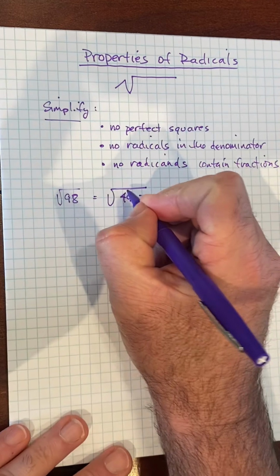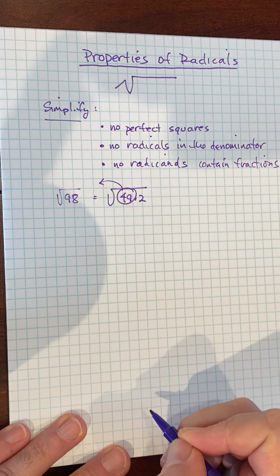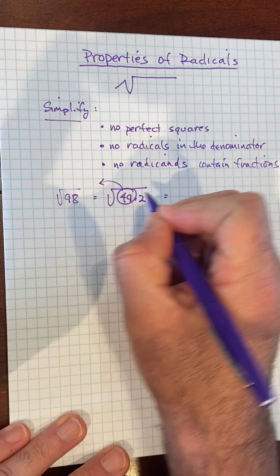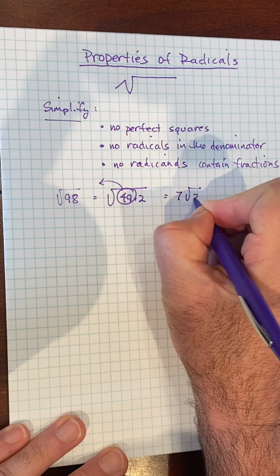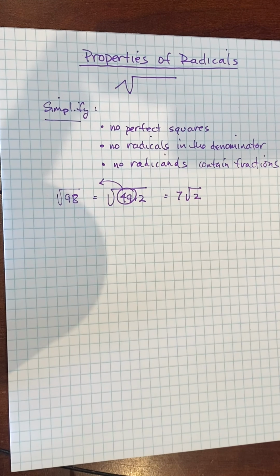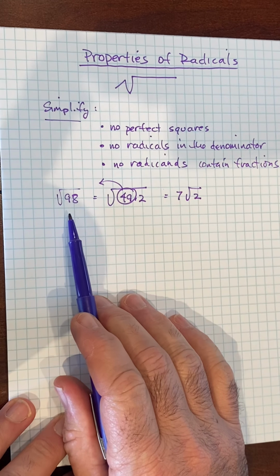So the 49 is a perfect square, class, and it must come out. So when the 49 comes out, I take the square root of the 49, and it's 7. And that's the answer. So that is how you simplify the simplest of radicals.